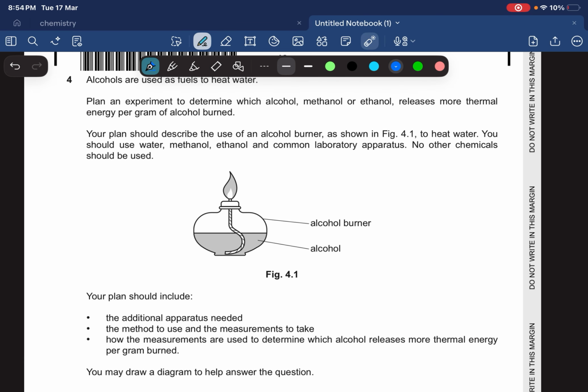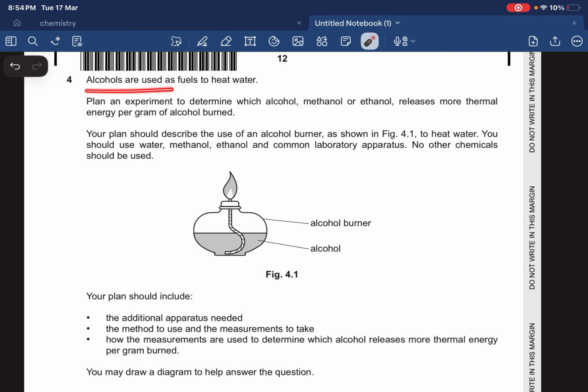Okay. Now we have the 6 marks question, which says alcohols are used as fuels to heat water. Plan an experiment to determine which alcohol, methanol or ethanol, releases more thermal energy per gram of the alcohol burned. Okay, so that's the alcohol, that's the burner. We have to plan the amount of energy.